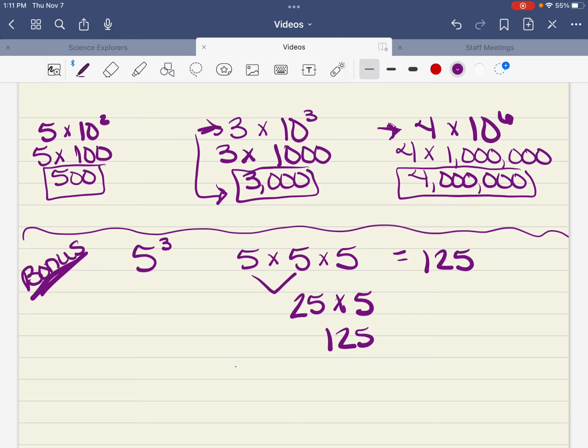All right, well, this is our lesson for today. Tomorrow, our goal is to get into lesson 7.2 in our book, and we'll see how this really starts to apply to these bigger numbers.